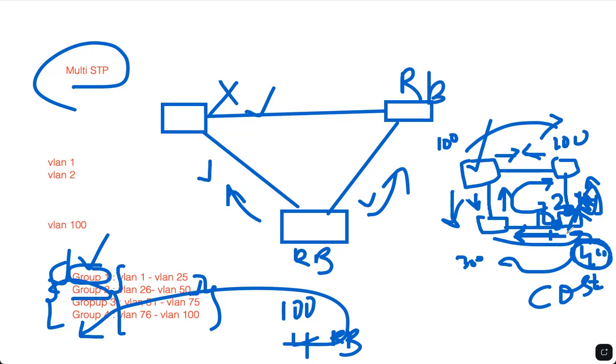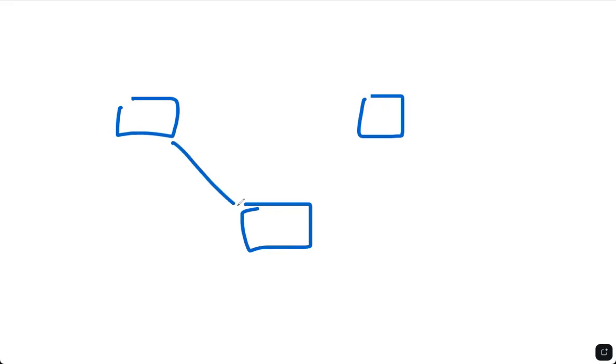Okay. So we had seen spanning tree, port states of spanning tree, port types of spanning tree, per VLAN spanning tree, and multi-spanning tree, right? So the only one left is rapid spanning tree. Rapid spanning tree applies when, let's say, there are 3 switches connected in a looped fashion.